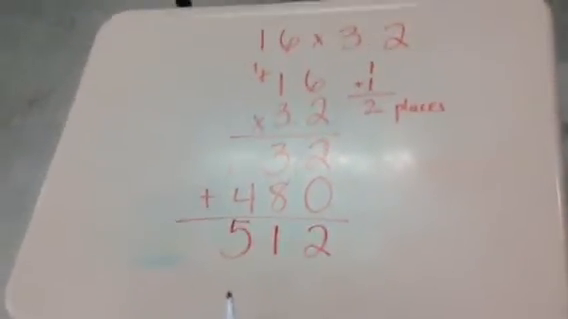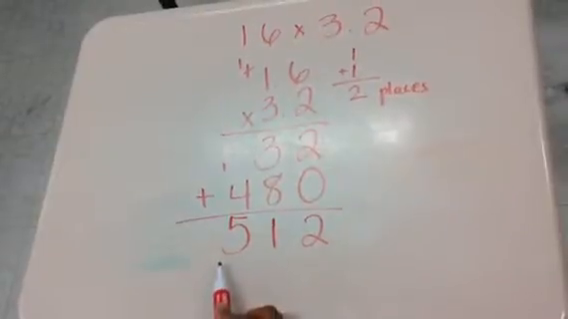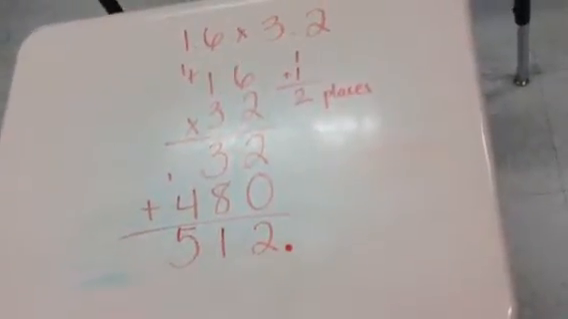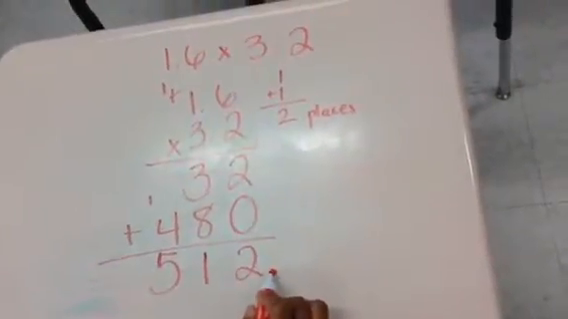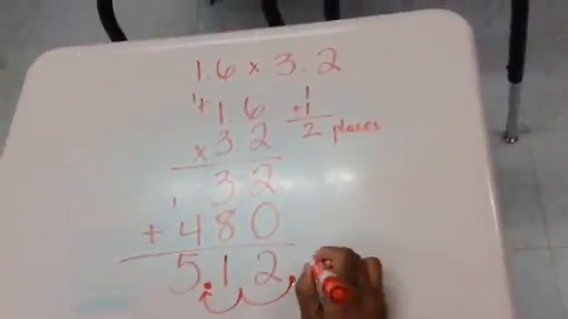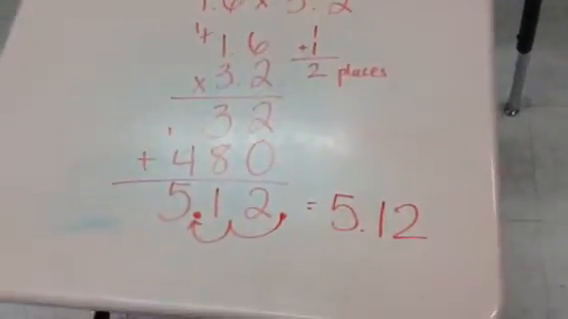Now remember, I count my places again after I find my product. My product is 512, but I know I need to move 2 places. Put that decimal down there, and I hop 1, 2 places. And so my answer is 5 and 12 hundredths.